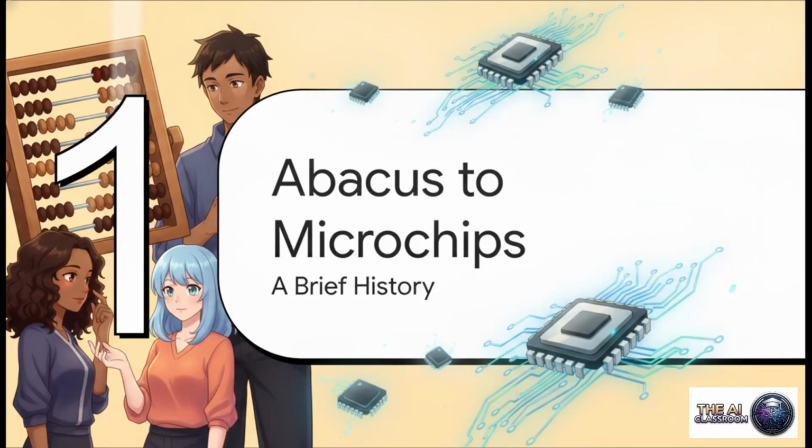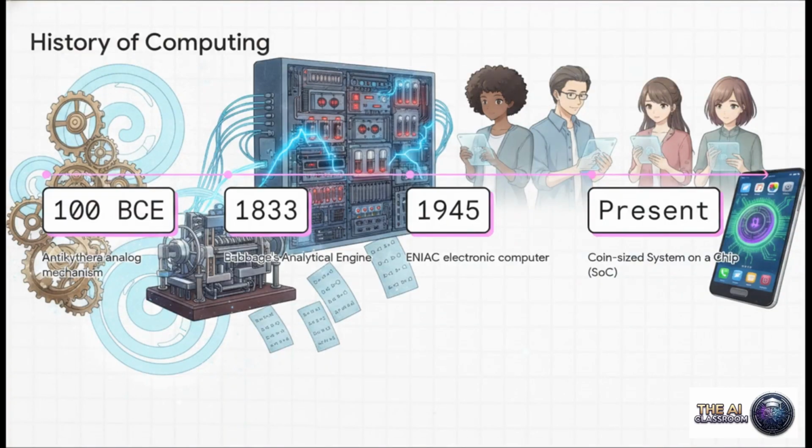Okay, section 1, from abacus to microchips. To really understand how a computer works, we first have to understand why we even needed them in the first place. You see, computing isn't a new idea. It's a super ancient pursuit. We humans have always needed help calculating things.